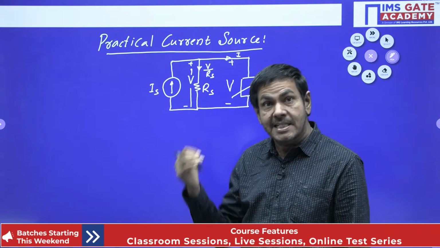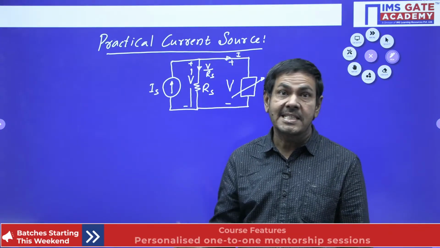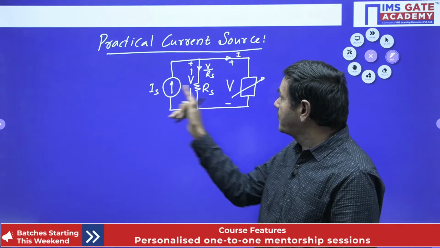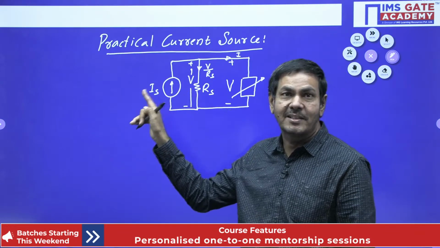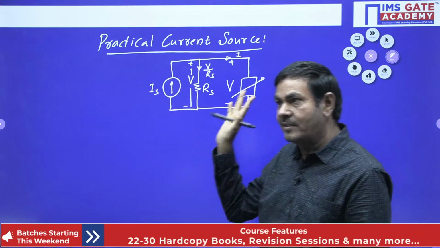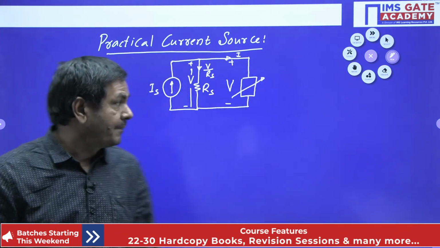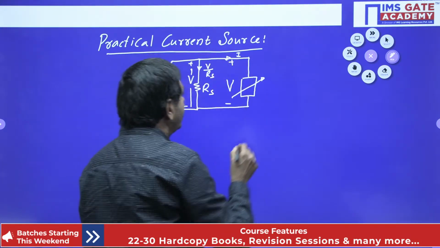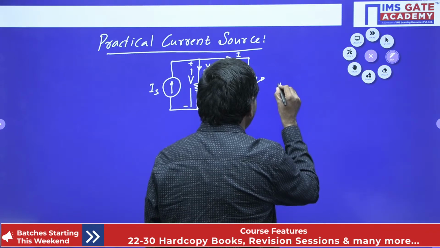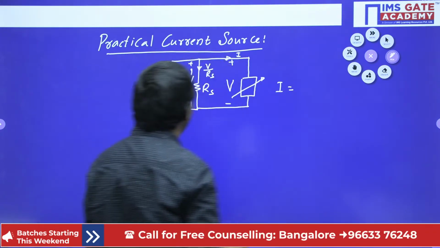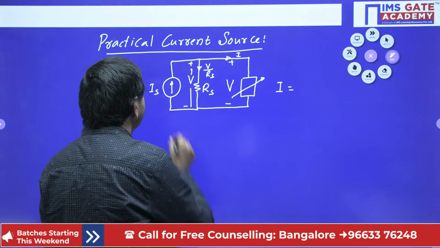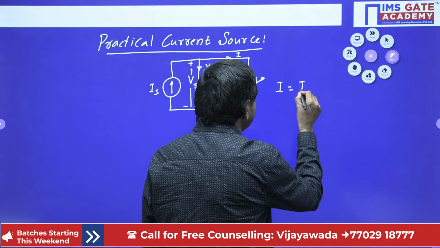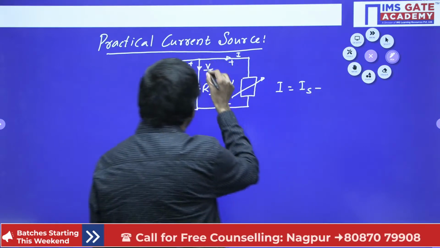The current I am getting is less than IS. Less than IS means we must connect RS parallel to this source, then the extra current will divert to this side. Understand now? That way we can draw. But in this case, how can I measure this I value? The current I is drawn as IS minus V by RS.